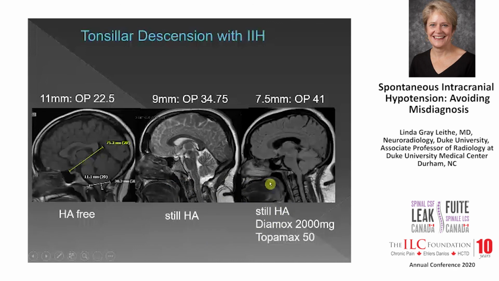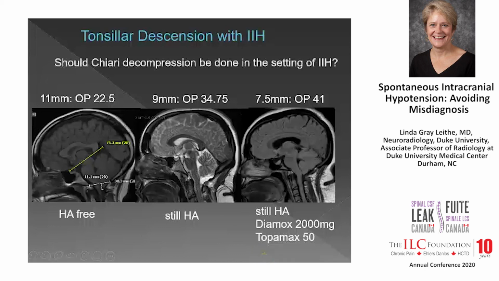And this third one was on Diamox, 2,000 milligrams a day in addition to Topamax. So when you're looking at a Chiari and you're considering Chiari decompression, think about intracranial hypertension as well as intracranial hypotension. Should Chiari decompression even be done in the setting of intracranial hypertension? 23% of patients with intracranial hypertension can have tonsillar ectopia, so also keep that in mind.